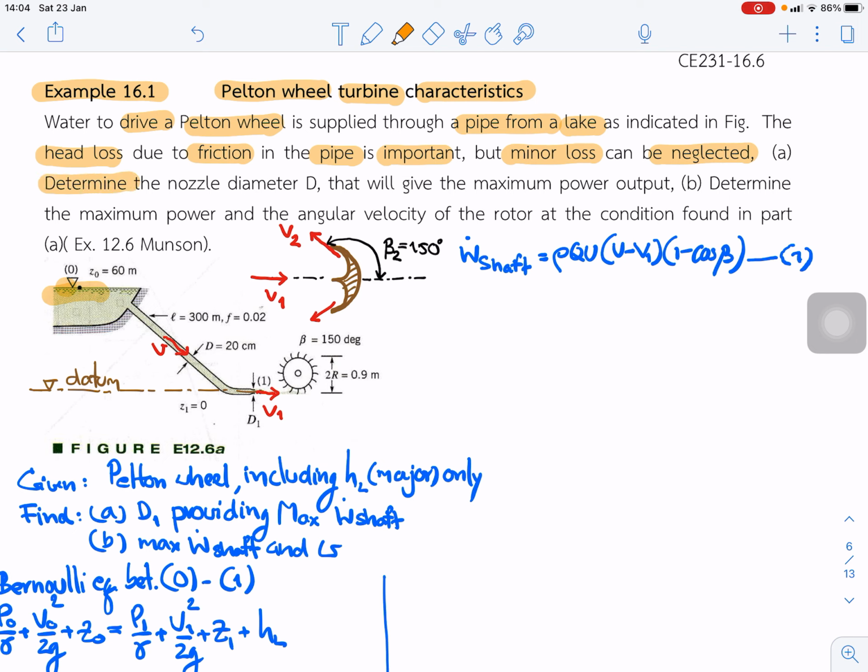A. Determine the nozzle diameter D that will give the maximum power output. B. Determine the maximum power and angular velocity of the rotor at the condition found in part A.